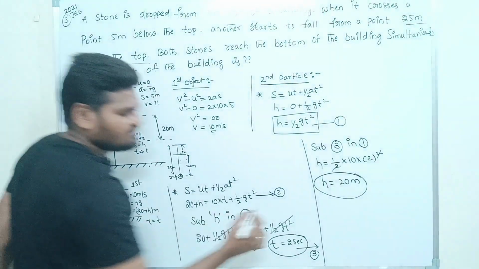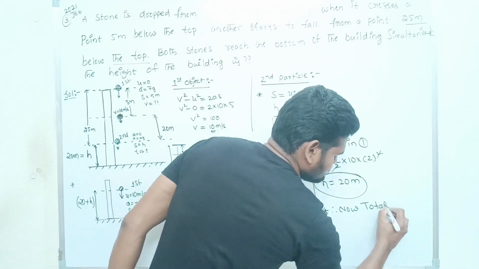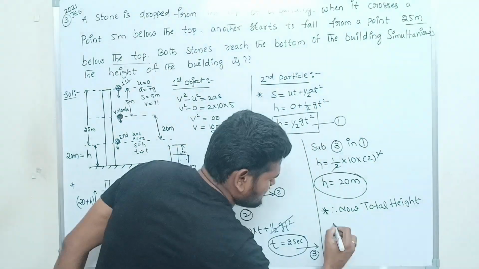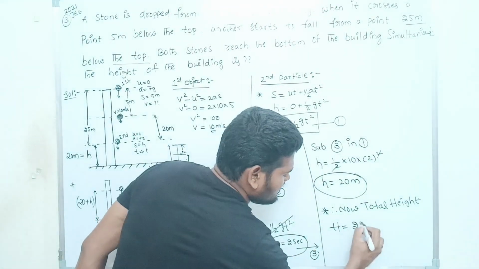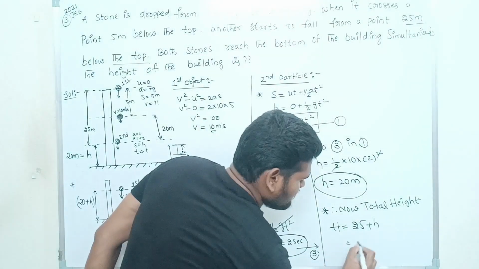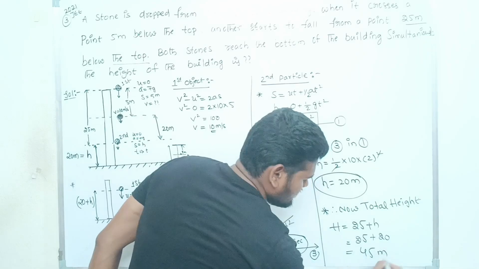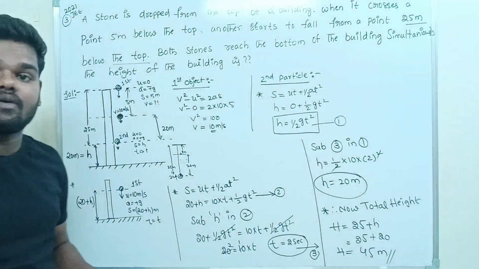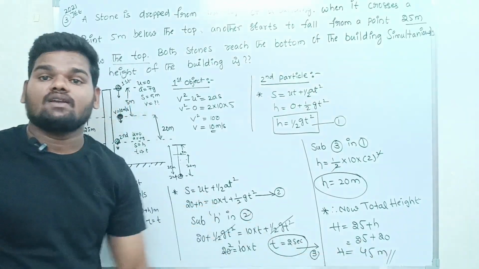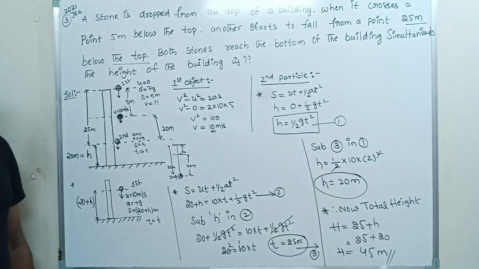Now the total height. Capital H is equal to 25 plus h. Have a look. Total height 25 plus h. What is the value of h? 20 we got. 20 plus 25, 45 meters. So the height of the building is 45 meters, and this is our answer. Okay, right. Pause the video and write the solution.